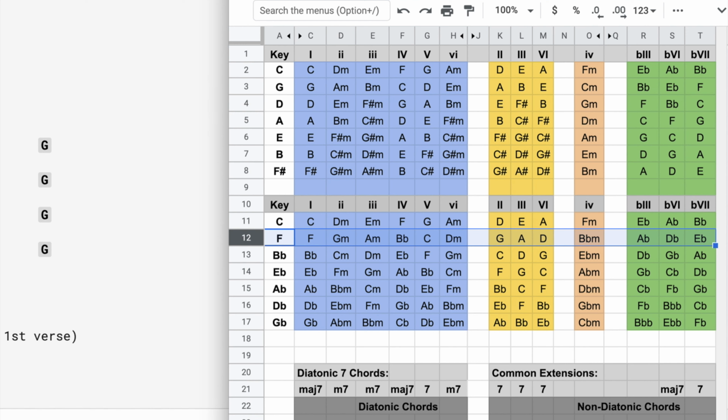But is there something else that makes more sense? Well, where else do we have F and G? Oh, right here, F and G. F major 7, G, F, and then A minor to G, and then G to F. So A minor, F major 7.